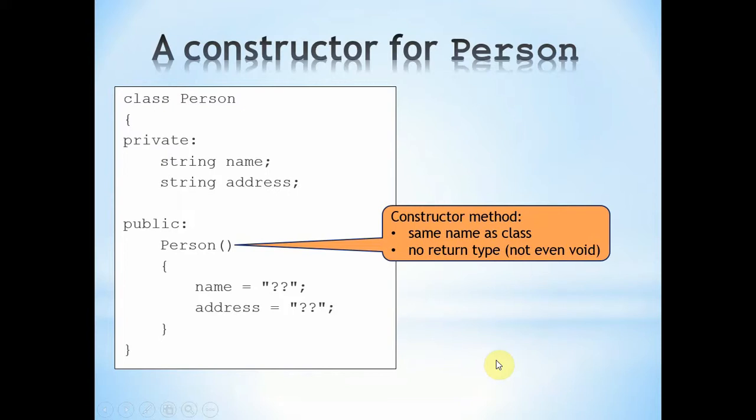And as I said a few moments ago, the purpose of a constructor method is to initialize the variables of this object. And so we give the private variable name a default value of two question marks, and address two question marks. There's nothing special about the two question marks. It's just a value I decided to give it as a default.